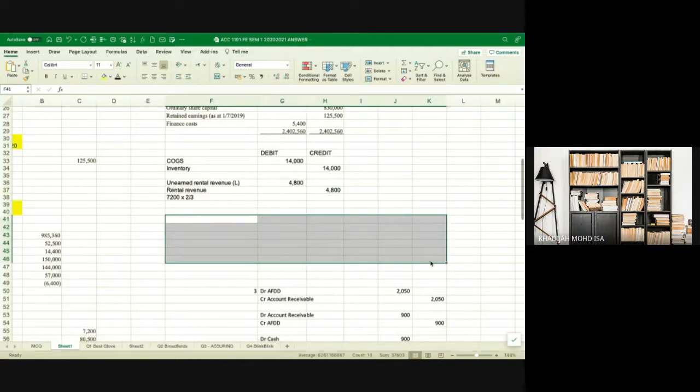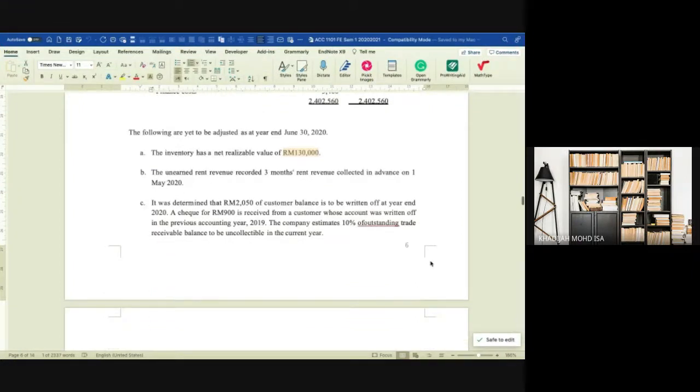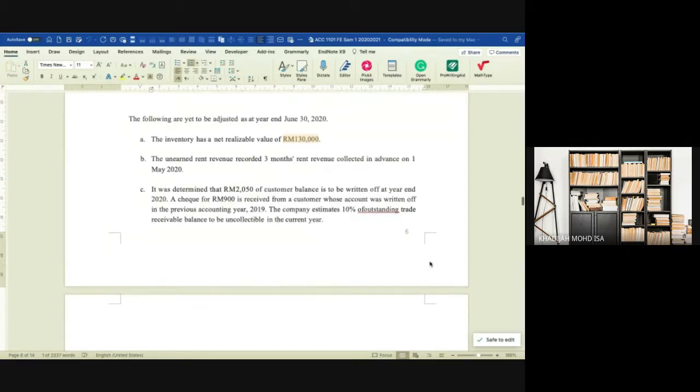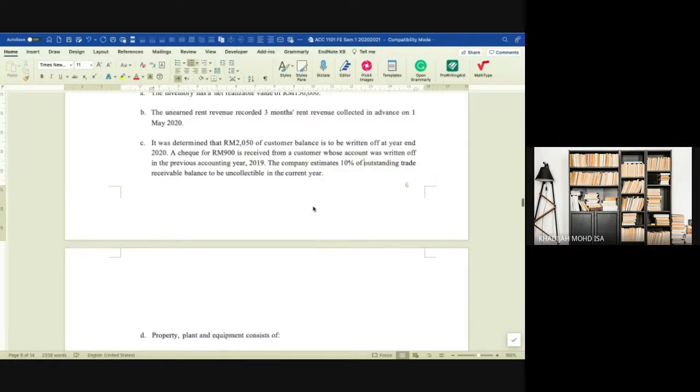The third is it was determined that 2050 customer balance is to be written off at year end. A check for 900 is received from a customer whose account was written off in the previous accounting year. The company estimates 10% of outstanding trade receivable balance to be uncollectible in the current year.